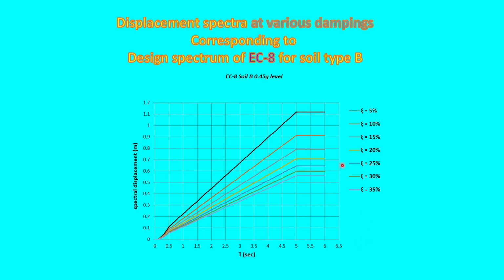We have to also mention that in EC8, the zone factor is not there, and there is no peak value of any seismic level. So it depends on the user's choice what level of seismicity to consider. For this diagram, we have considered 0.45 g level. If you take some other level, then these lines will change their position.